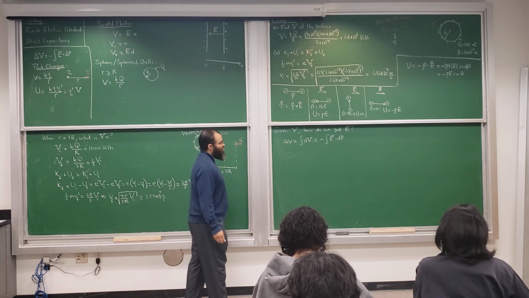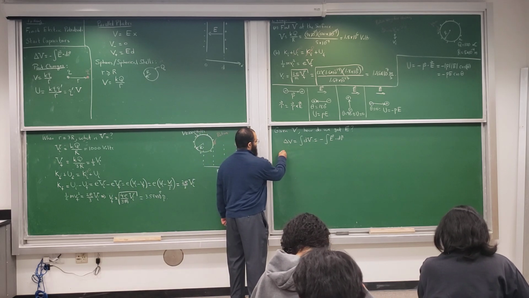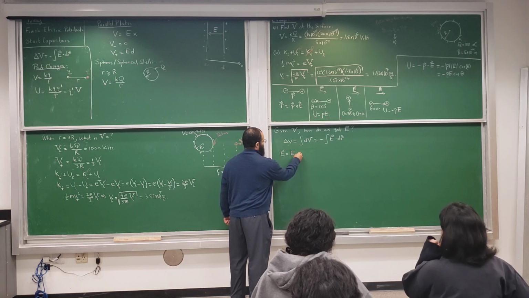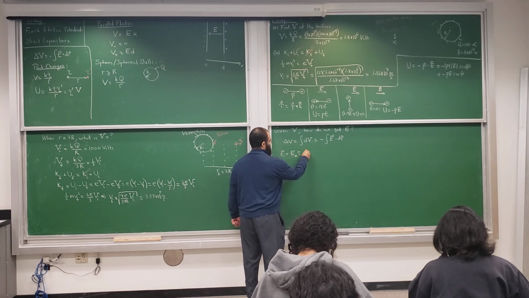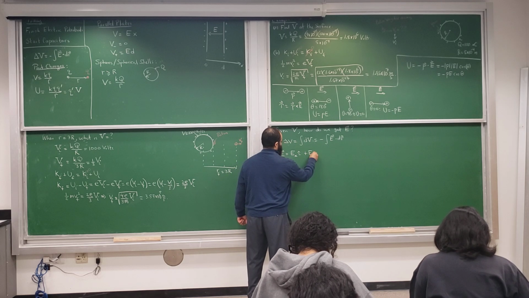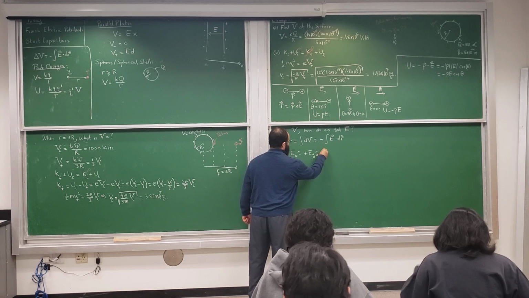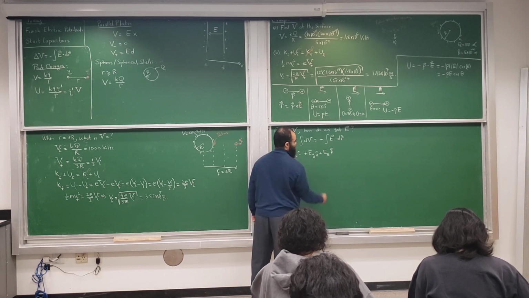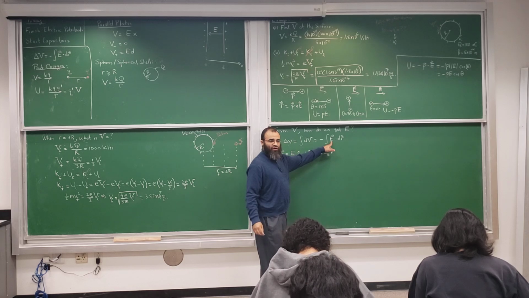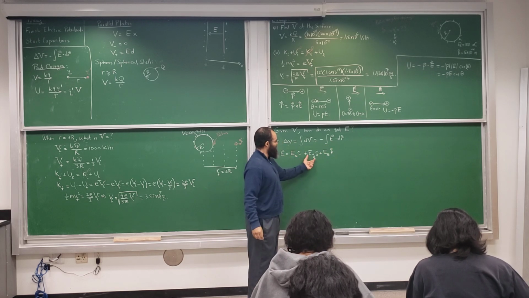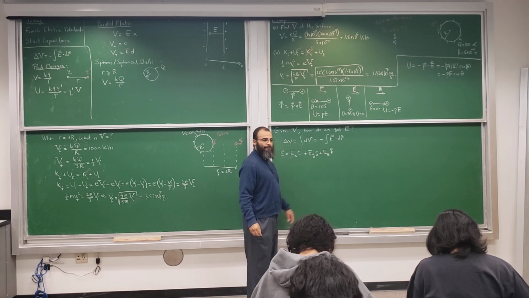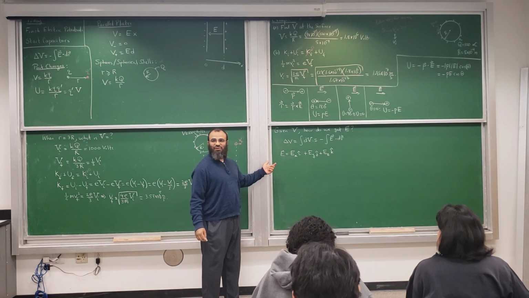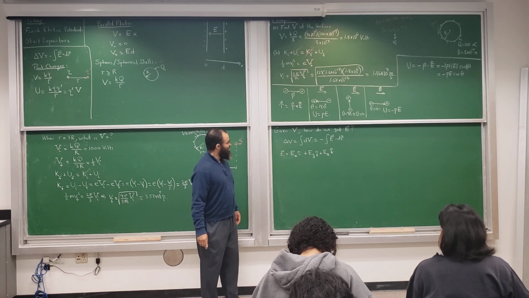Now, in general, E can be written as an x component of E in the i hat direction, plus some y component of E in the j hat direction, plus some z component of E in the k hat direction, right? E can have three components: an x component, a y component, and a z component. Questions? Reasonable enough? Okay.